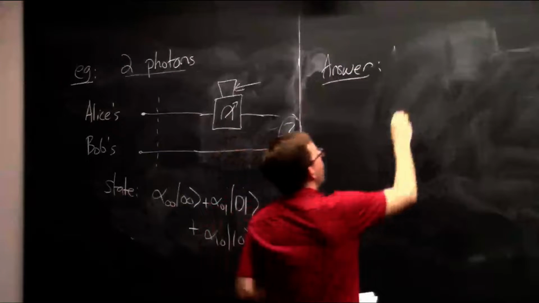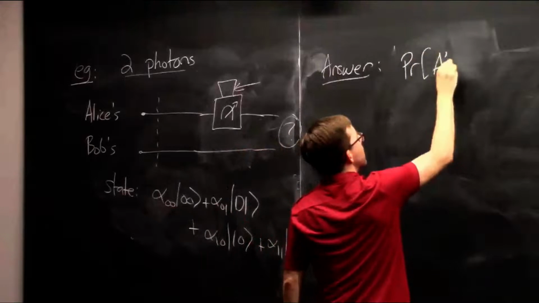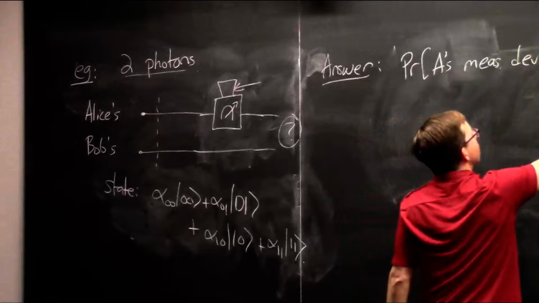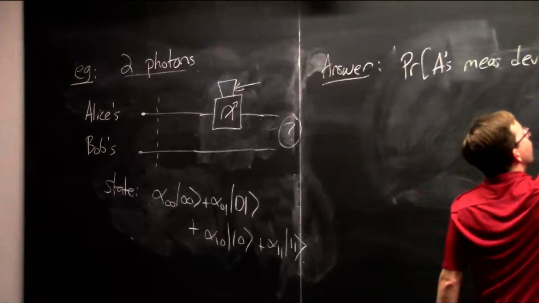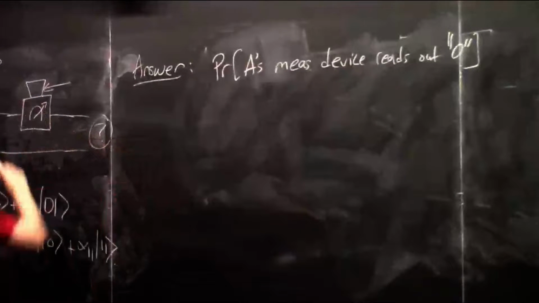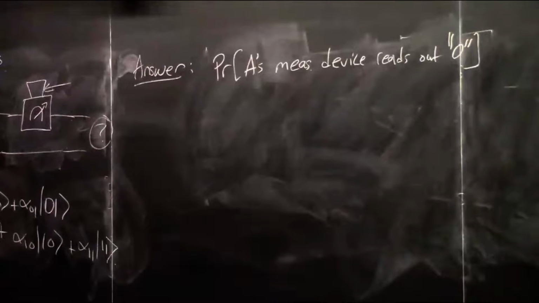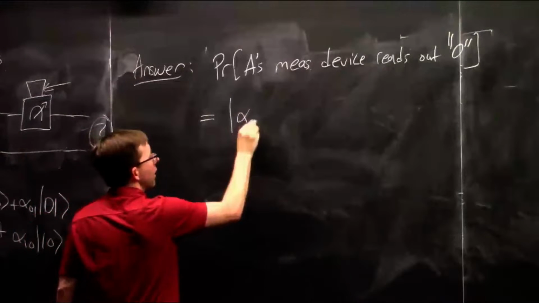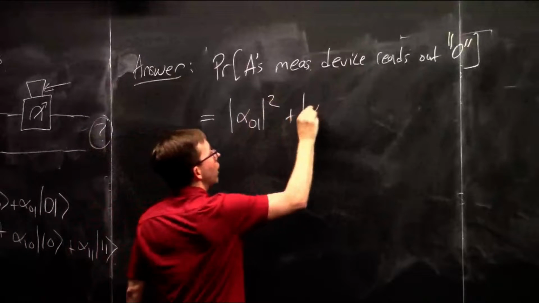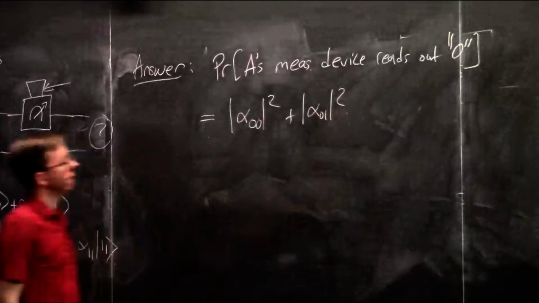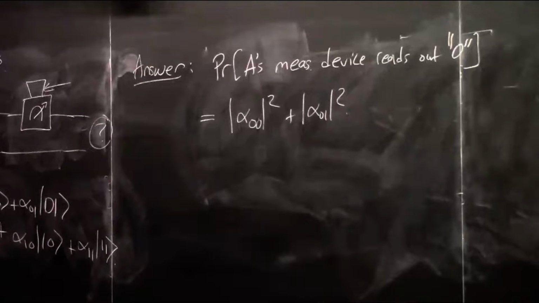Okay, so the probability that Alice's measuring device will read out 0. This is a measuring device that has some LED screen that spits out either 0 or 1. What's the probability that it reads out 0? I'll just tell you, it's the sum of these magnitudes: alpha 0,0 squared plus alpha 0,1 squared. Okay? That's definitely a non-negative number. It's between 0 and 1, so this makes some sense.